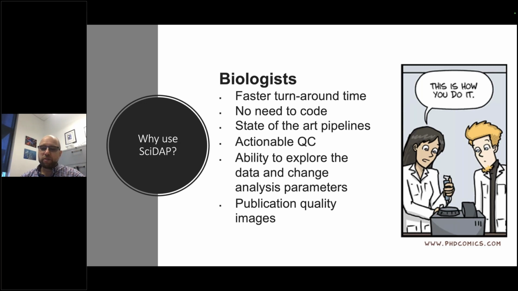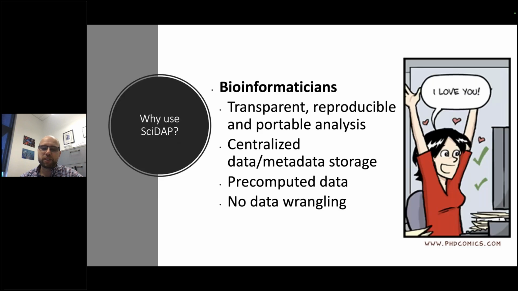We produce quality control data, which helps researchers troubleshoot experiments. Researchers can explore data and change parameters of analysis, for example, what fold change you are interested in, or, as you will see, what kind of integration technique for single cell samples you want to use. And our pipelines can produce interactive publication quality images.